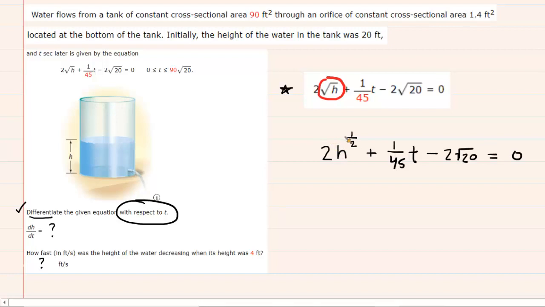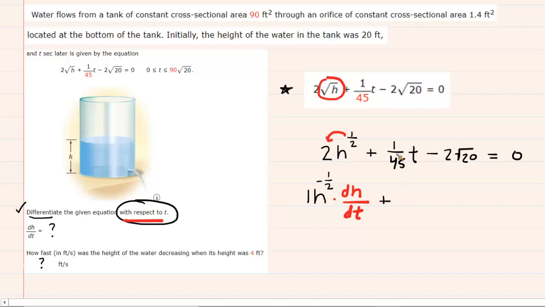So to do this, we're going to use the power rule. We multiply the power by this coefficient. So 2 multiplied by 1/2 gives us just 1. Then we have our variable h. We subtract 1 from the previous exponent, so 1/2 minus 1 is negative 1/2. But because we're differentiating with respect to time, we must make sure we multiply by the derivative of our variable h with respect to time. So in other words, multiply by dh/dt. Very important.